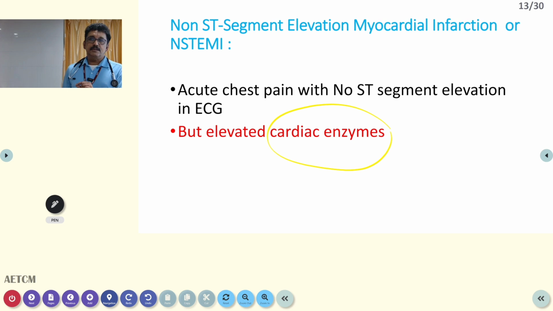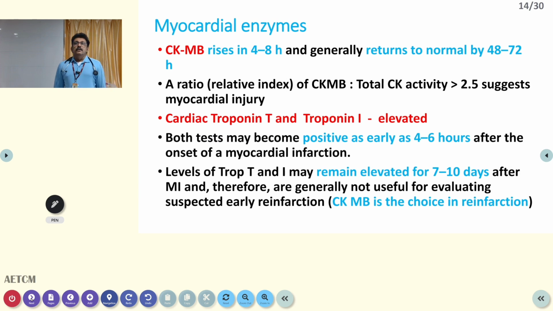If cardiac enzymes are not elevated, then it is ischemic heart disease. Whatever it is, the pathology is almost the same. One side it is partial obstruction, other side it is complete obstruction. That's all. Now, myocardial enzymes, CKMB, normally we do in all emergency rooms.